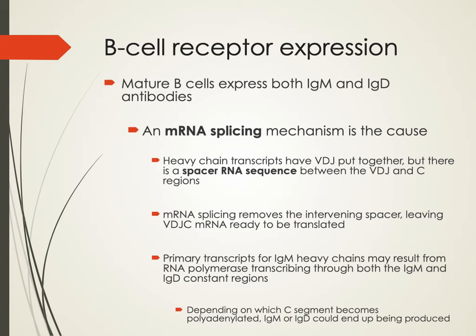So the primary transcripts that are formed with the IgM heavy chain may result from RNA polymerase transcribing both the IgM and IgD constant regions. And then, depending upon which one ends up getting read, whether it's the IgM constant or IgD constant, that would determine which type of antibody you end up producing.